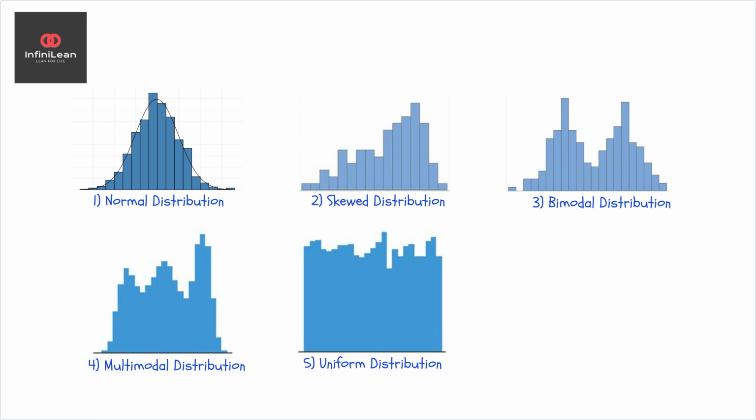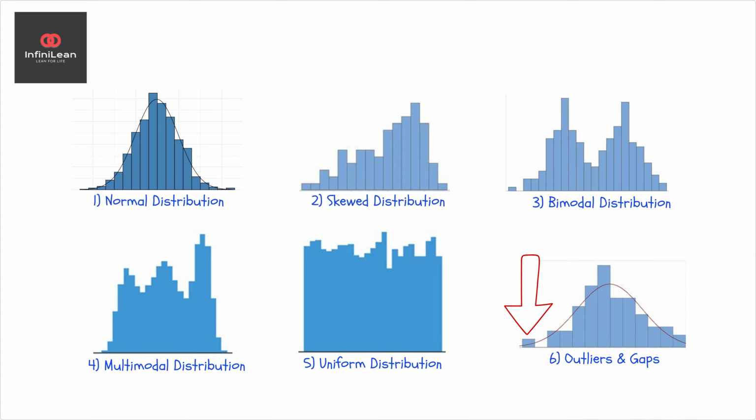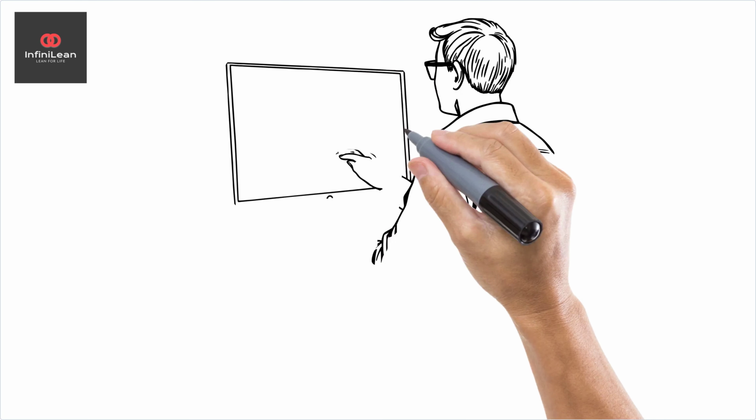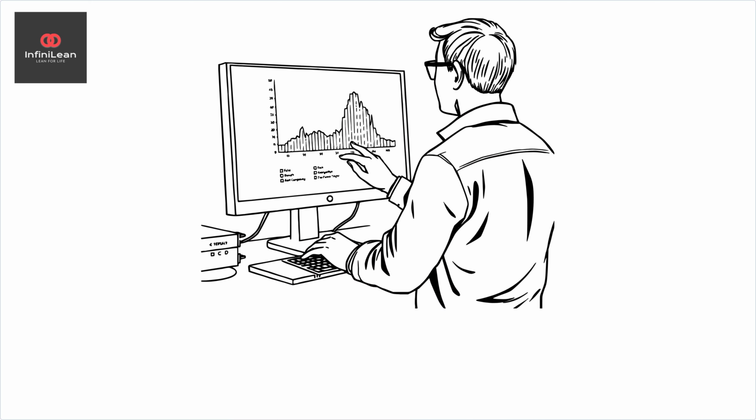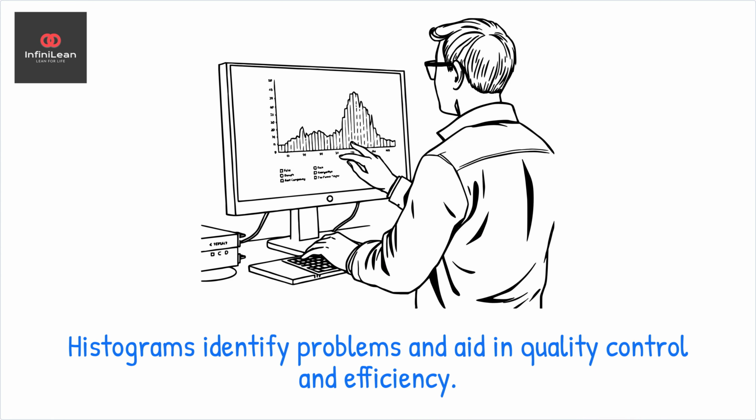5. Uniform distribution, flat, meaning all values occur at similar frequencies. 6. Outliers and gaps, indicate special causes of variation that need further analysis. Histograms help identify potential problems, such as defects or bottlenecks, and thus offer an opportunity for targeted improvements. They can also reveal whether a process is stable or if certain factors need to be adjusted.